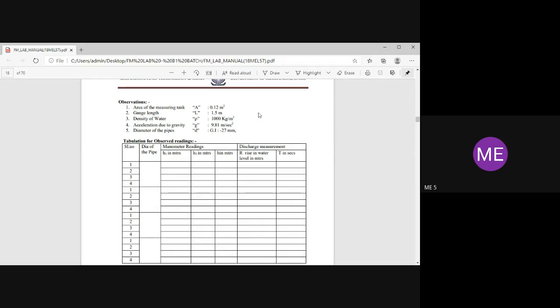Density of water, 1000 kg per meter cube. Acceleration due to gravity, 9.81 meter per second square. The diameter of pipe, only one pipe we can take here.